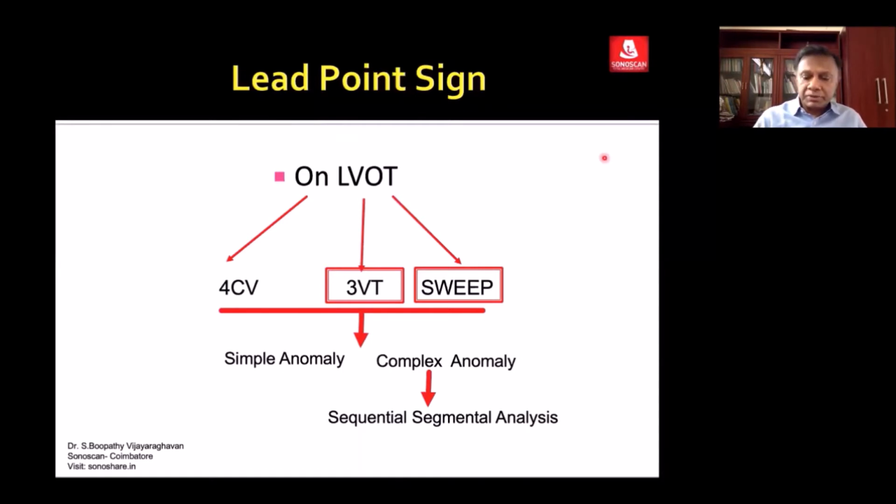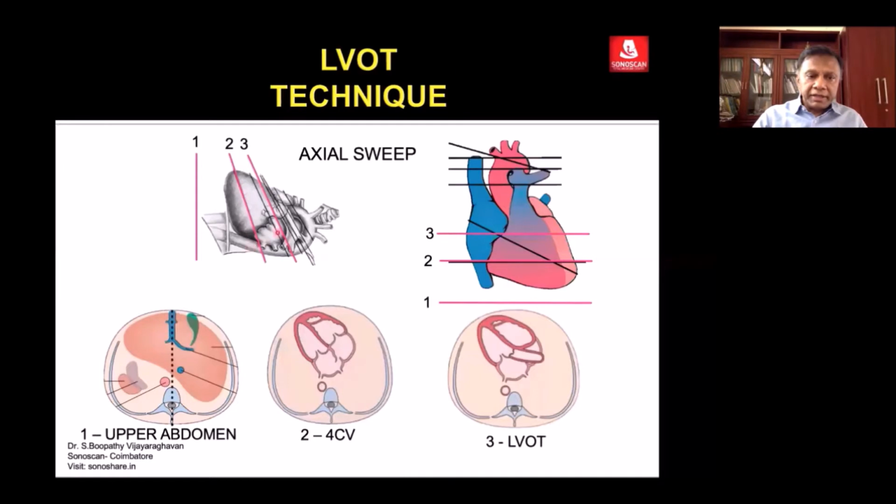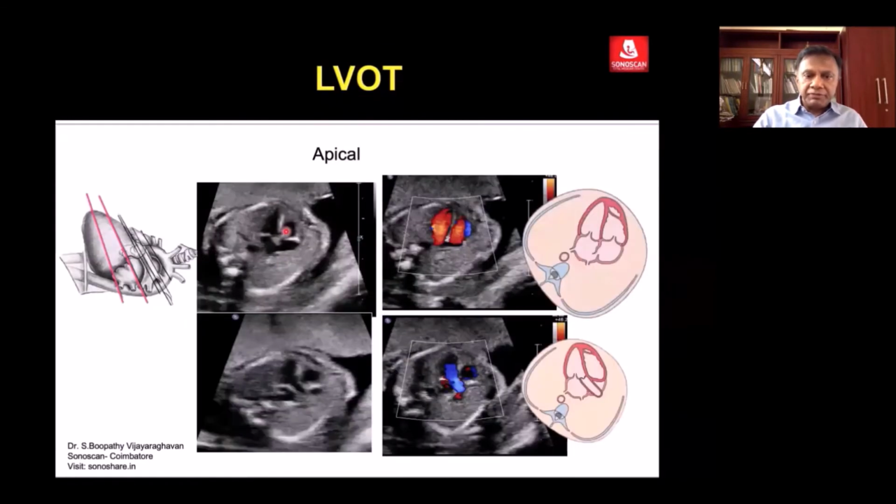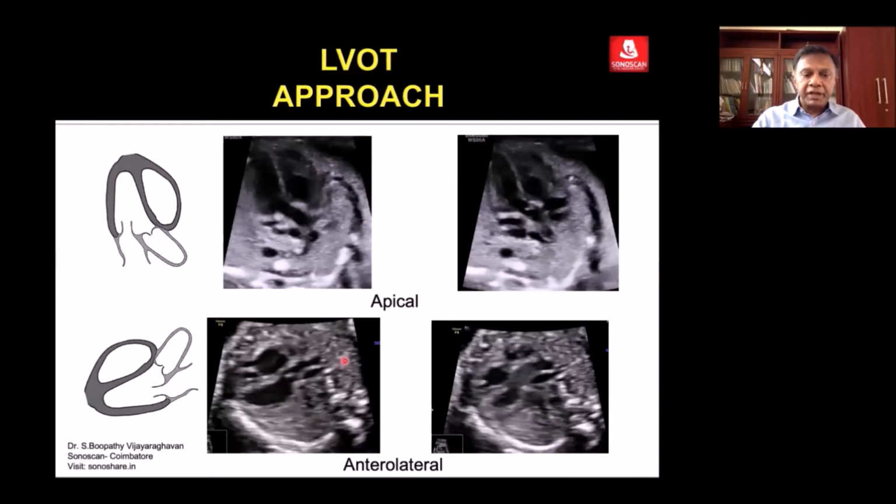So from the 4-chamber view, with a little more tilt towards the head, you get the LVOT, and with a little more tilt, you get the 3VT. When you tilt the transducer towards the head, you get the LVOT in grayscale and color, the apical and anterolateral. And most of the time, both sections will be necessary, as I explained already.